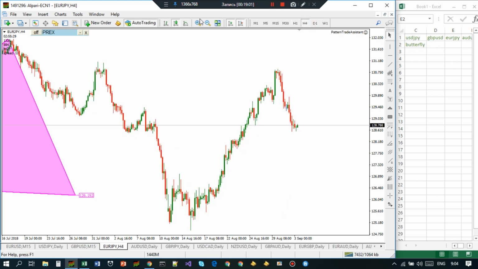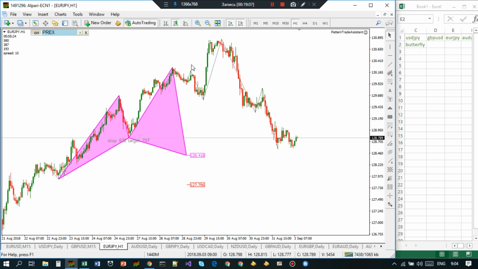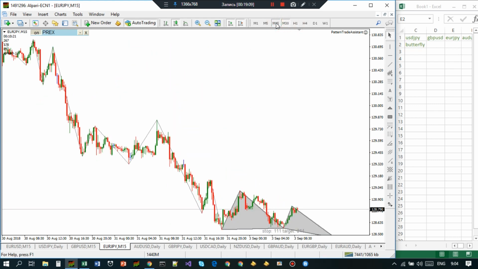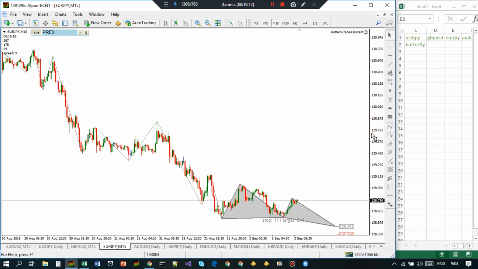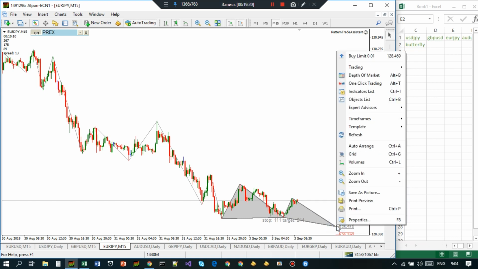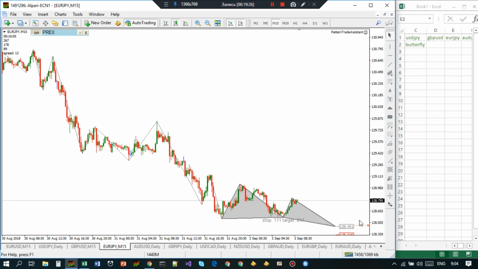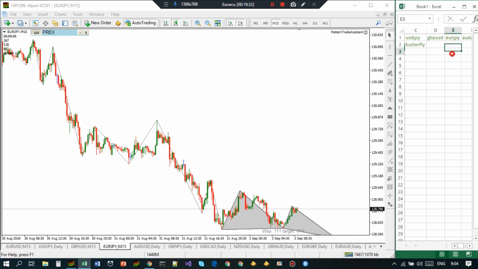Okay, let us switch to 4 hour, 1 hour invalidated, 30 minute nothing, 15 minute a potential butterfly formation. So pay close attention to this C to D leg, and what I typically do, I'm not placing any orders until we come close to enter. So I'm placing alerts. Euro Yen daily, 4 hour, 30 minute and 15 minute. We have butterfly.